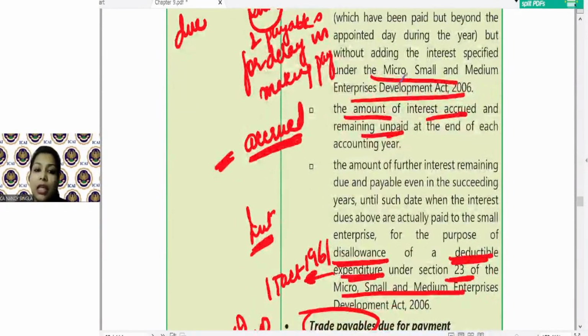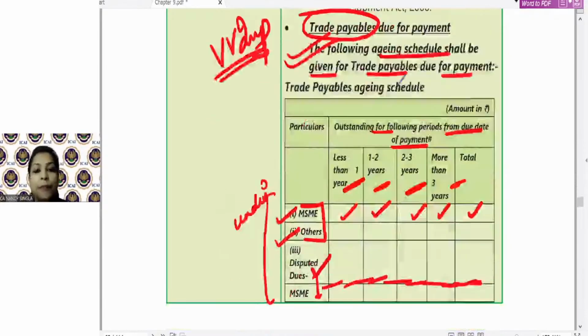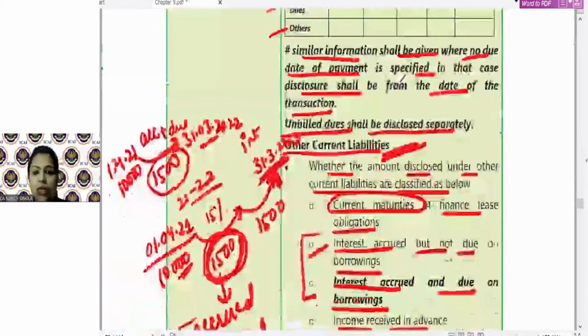ठीक है. Interest accrued, अब ये due, accrued सब समझ आ जाएगा आपको. And the interest with respect to which allowances, which is disallowed as deductible expenditure under Section 23 of MSME Development Act 2006. ये 23 इनकम टैक्स एक्ट का नहीं है, ये 23 किसका, MSME एंटरप्राइज डेवलपमेंट एक्ट. ट्रेड पेबल्स का एजिंग शेड्यूल देखना है.